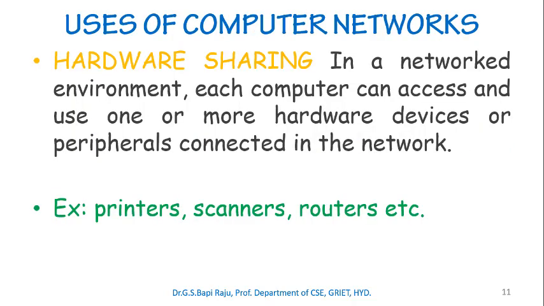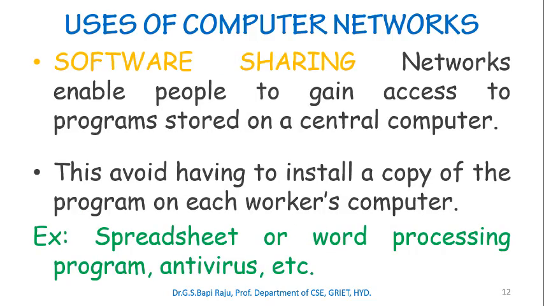And now coming to the uses of computer networks. The first one is hardware sharing. In a network environment, each computer can access and use one or more hardware devices or peripherals connected in the network. Suppose an organization has expensive printers or scanners or any special peripherals. Once they connect them in the network, all the users can share and use them. So we have examples here: printers, scanners, routers, etc.